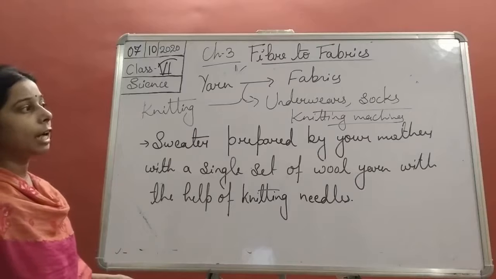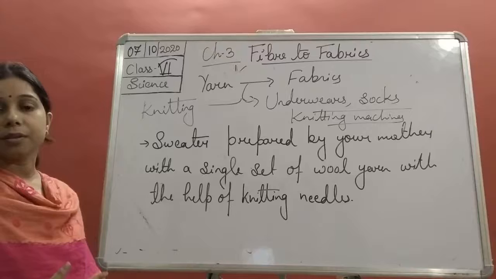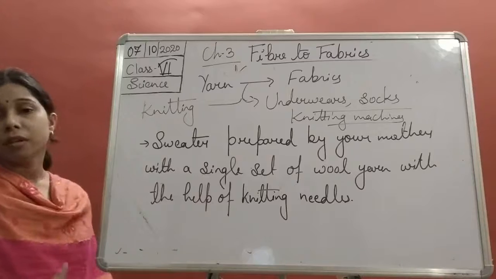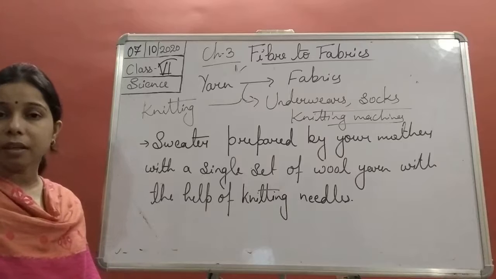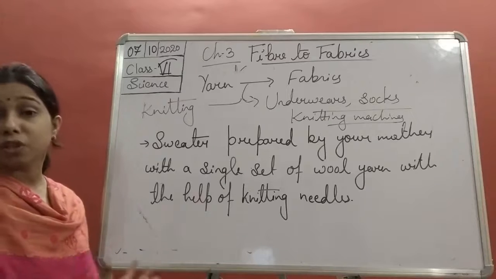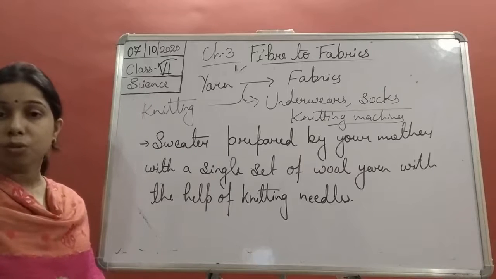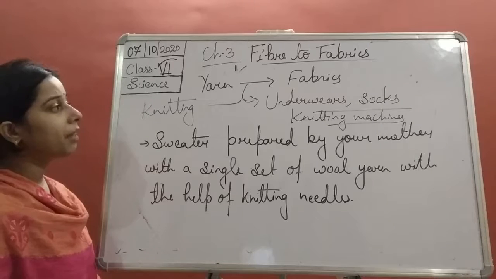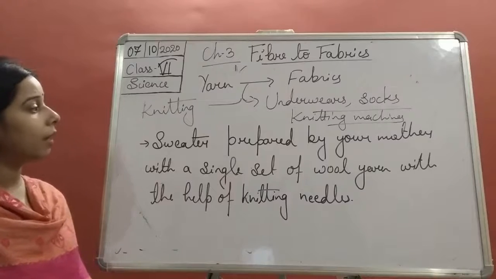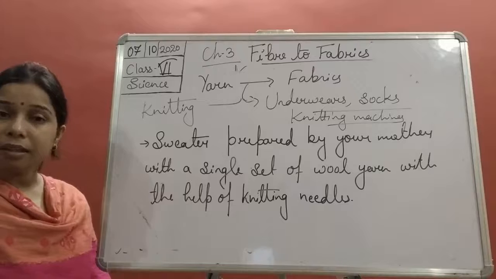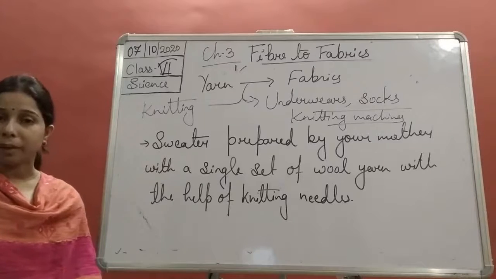First of all, we have studied that fibers can be converted into yarn, and the process is known as spinning, in which either a spinning machine, a spindle, or a spinning wheel is used for converting the fiber into yarn. And finally, yarn to fabric includes the weaving and knitting methods. So this is all about fiber to fabric.